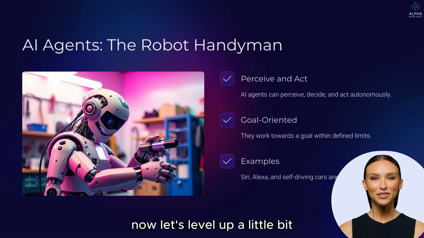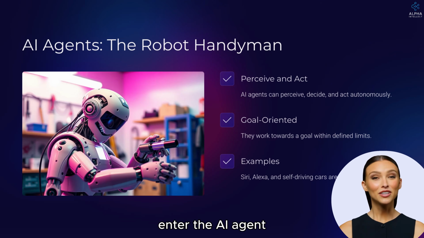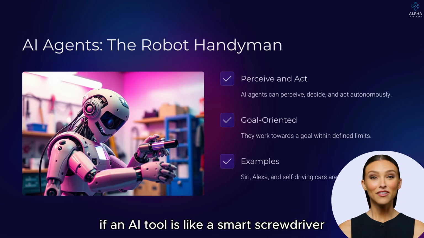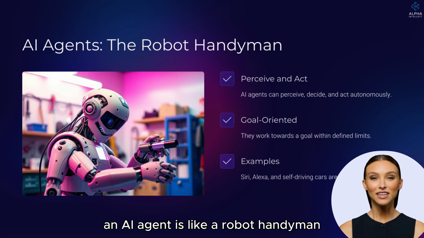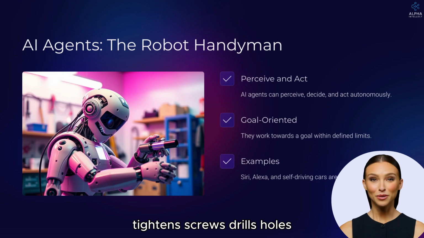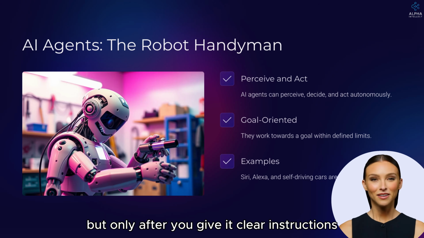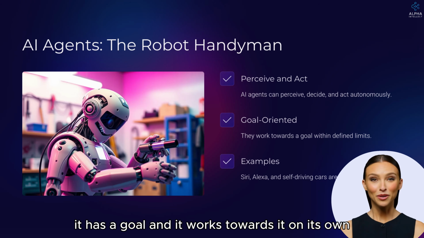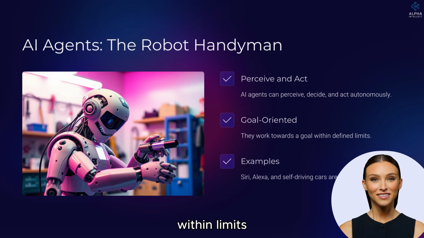Now, let's level up a little bit. Enter the AI agent. If an AI tool is like a smart screwdriver, an AI agent is like a robot handyman. You tell it what to fix, and it does the job on its own. Tightens screws, drills holes, even grabs the right tool. But only after you give it clear instructions. It has a goal, and it works towards it on its own, within limits.